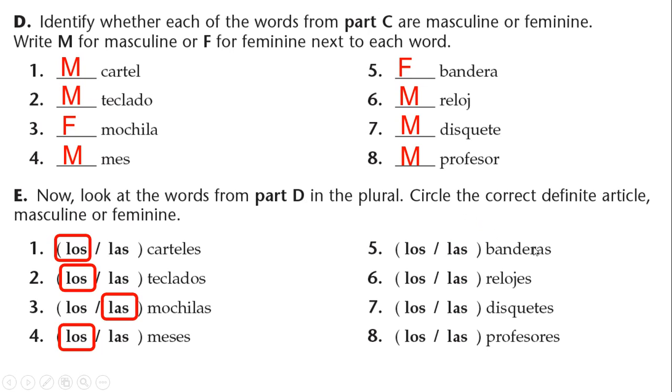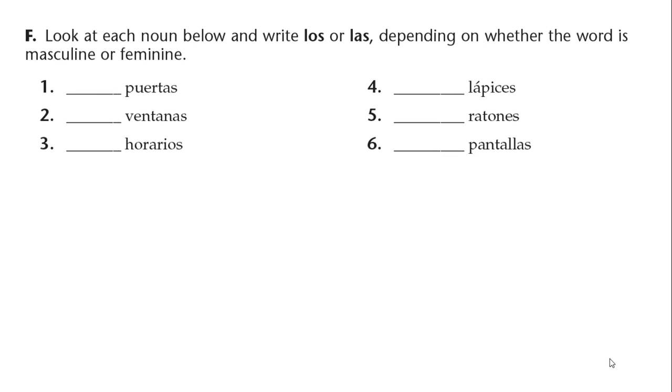You go ahead and try 5 through 8, pause the video, and then restart to check your answers. You should have las, los, los. Same thing for part F. We have a new set of words. This time, we need to write the entire word. We're not just circling, but it's still either los or las.